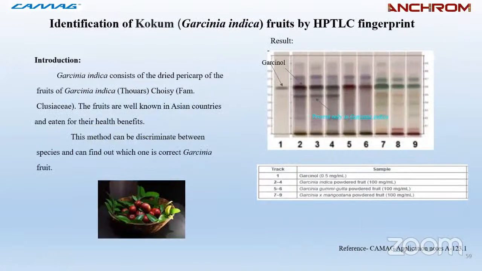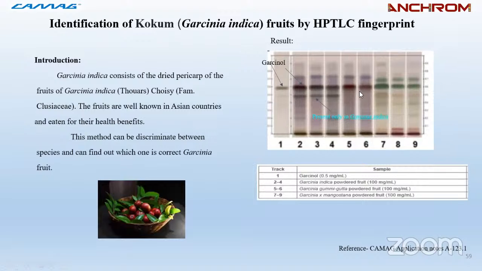HPTLC can also be used for differentiation at species level. Here we have one example, that is Garcinia is the genus, and 3 different species are there: Garcinia indica, Garcinia gummi-gutta, and Garcinia mangostana. And you can see all these species are showing different band patterns. If you see track number 2 to 4, which is for Garcinia indica, then we have tracks 5 and 6, which represent Garcinia gummi-gutta, and track number 7 to 9 represents Garcinia mangostana.